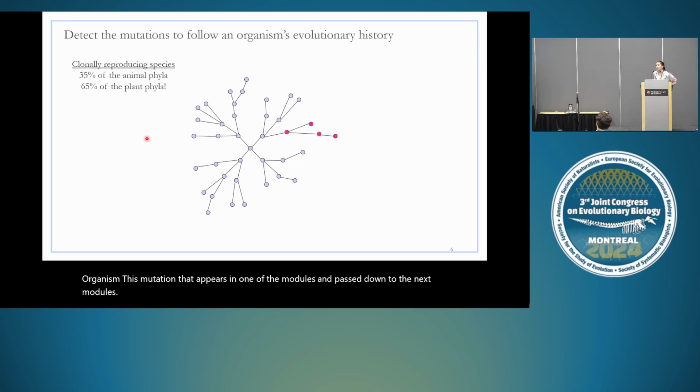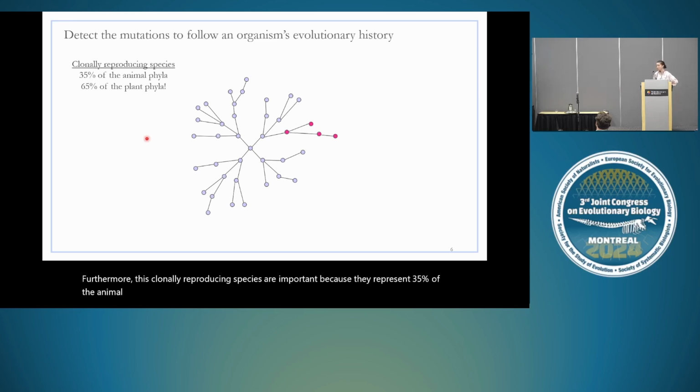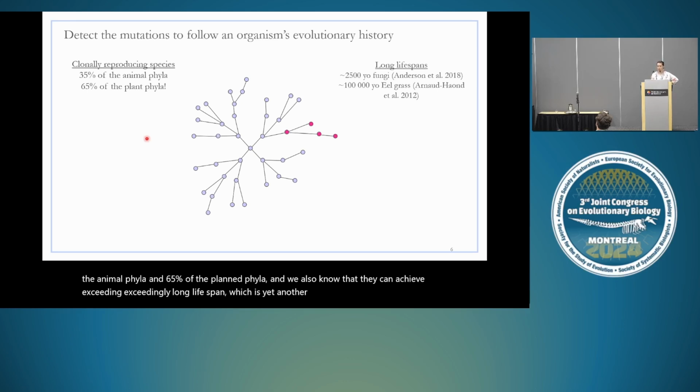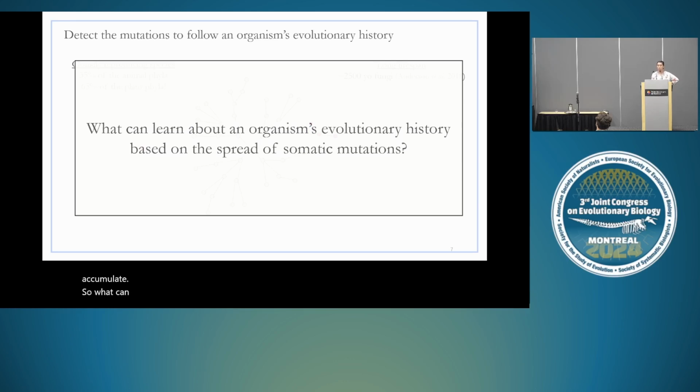Furthermore, these clonally reproducing species are important because they represent 35% of the animal phyla and 65% of the plant phyla. And we also know that they can achieve exceedingly long lifespans, which is yet another opportunity for mutations to accumulate. So what can we learn about an organism's evolutionary history based on the spread of somatic mutations?